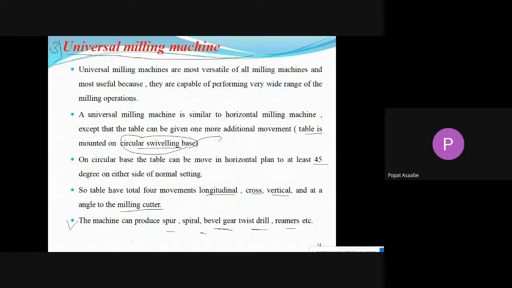These are the particular applications of the universal milling machine. With its help we can easily produce the spur gear, the spiral gear, the bevel gear, and the drill bit, because we know that on the drill bit the helical flutes are there. To generate those helical flutes, we can use the universal milling machine. Okay, understood? Yes, this is the introduction of the universal milling machine.